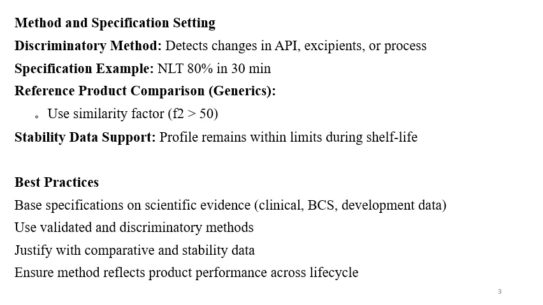Method and specification setting: a discriminatory method should be there which can detect the changes in CMAs, CPPs and storage. It can detect the changes in API, excipients or processes. Specification example I have given here, like not less than 80% Q in 15 minutes. So the formulation should release more than 80% in 30 minutes. S1, S2, S3 stages will be there if the product is IR. Reference product comparison for the generics.